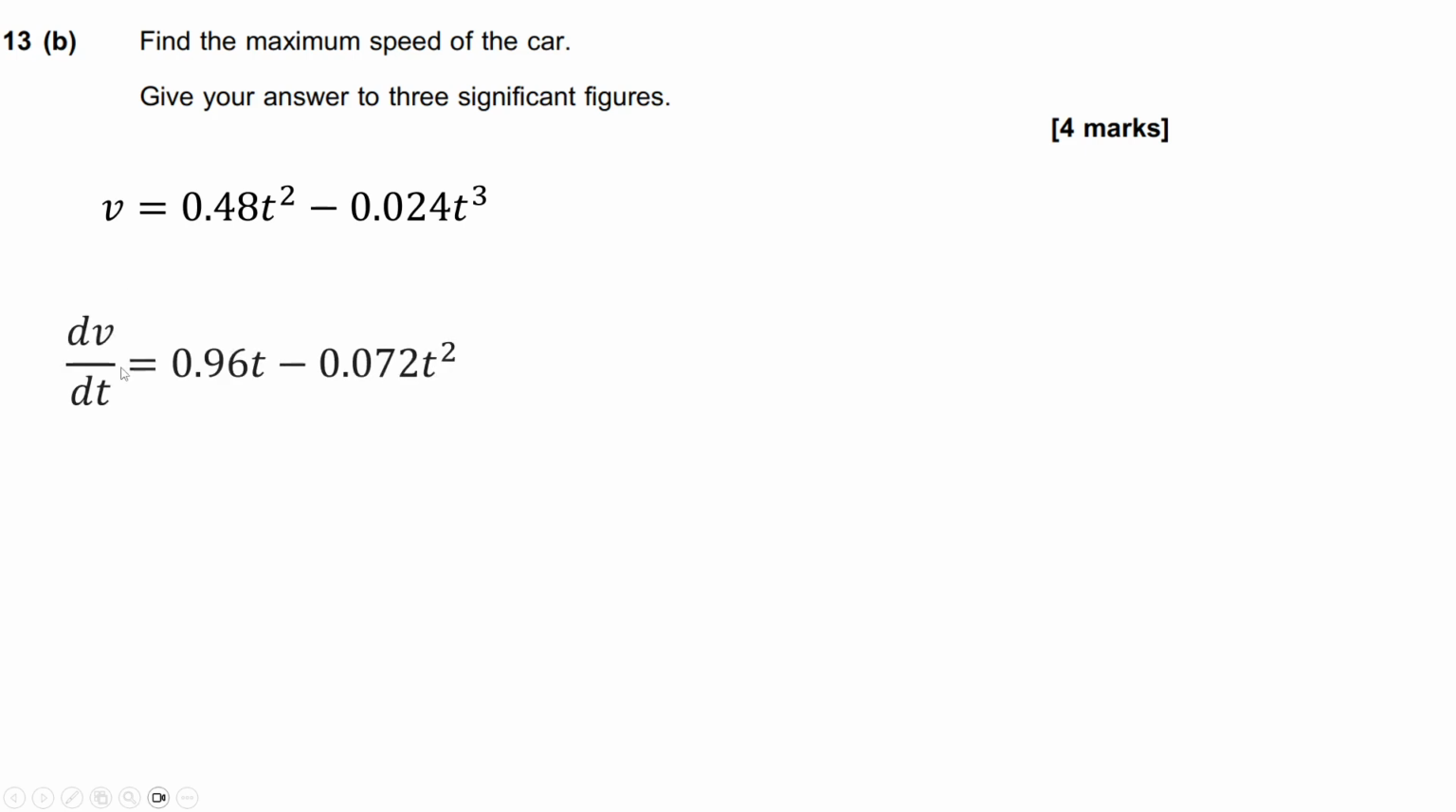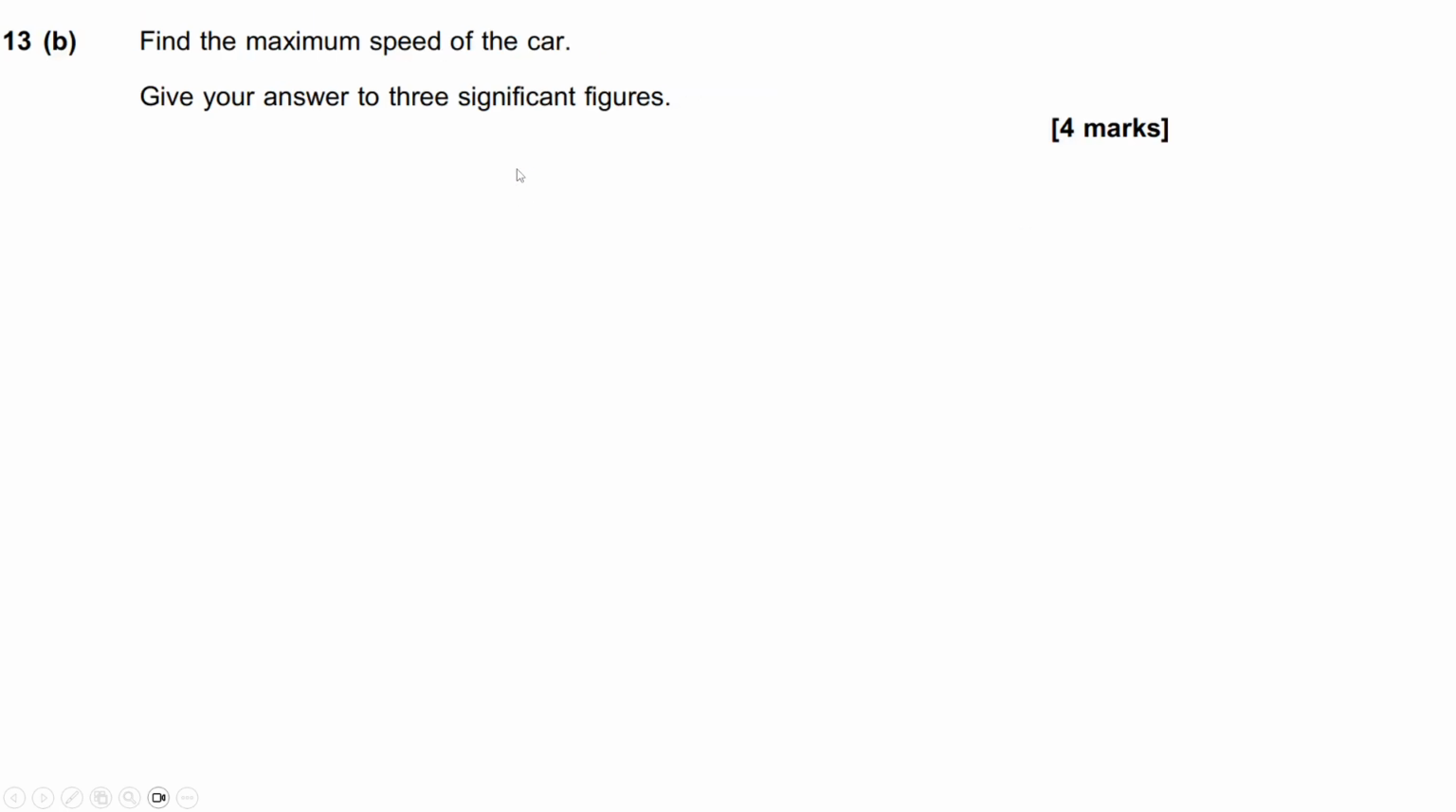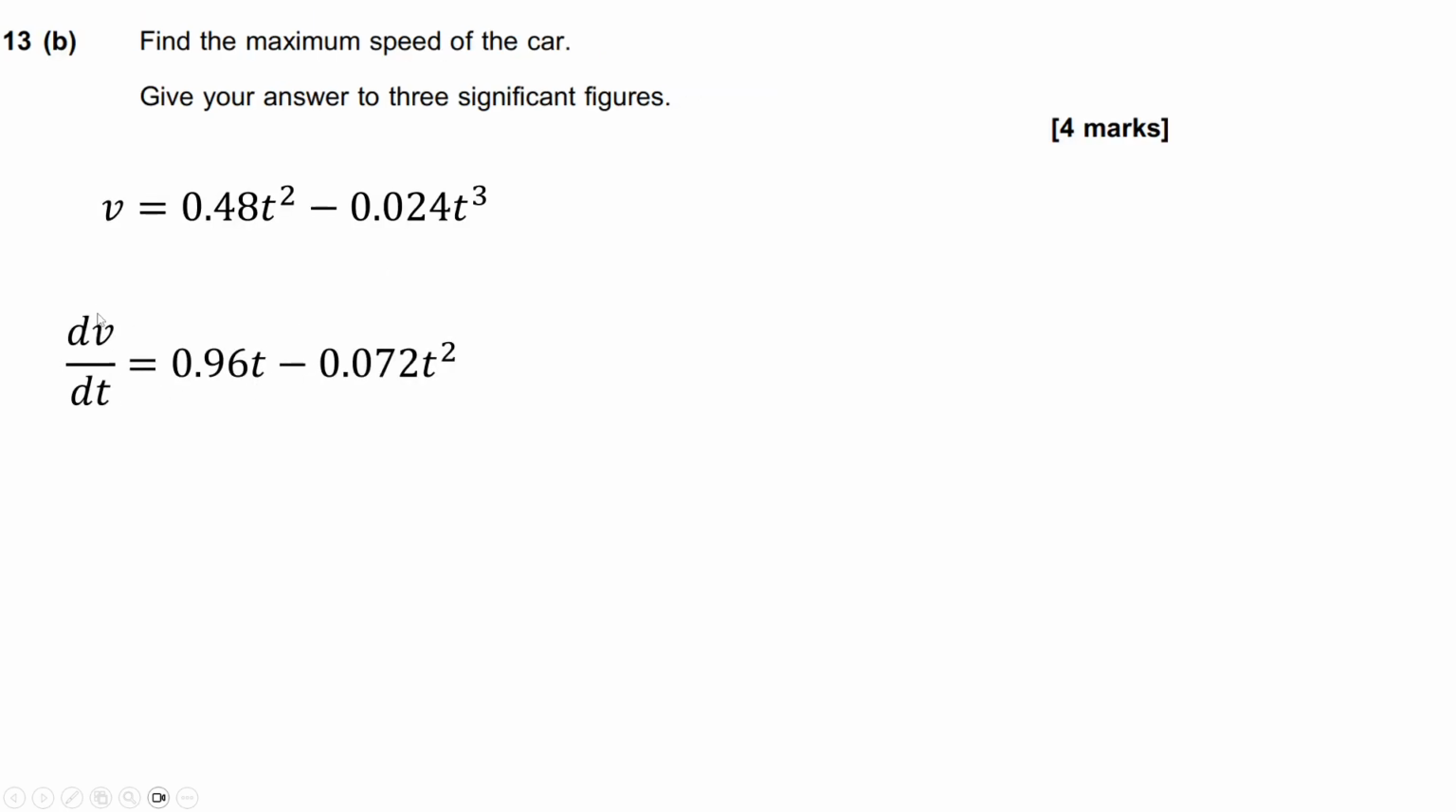So if you differentiate this to get dv by dt, this is just the acceleration, but I'm not going to write a here. Because if you think about this, this is an upside down quadratic, right? And you want the maximum speed, so there's going to be a stationary point there, okay? Because you'll be at the top there somewhere.